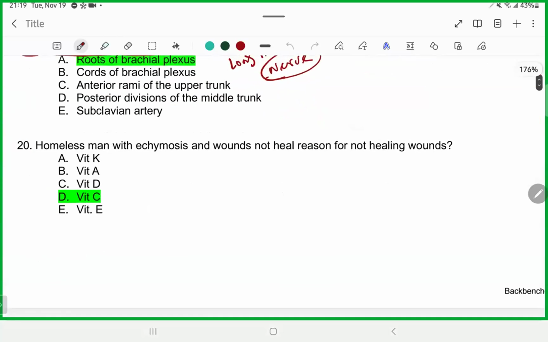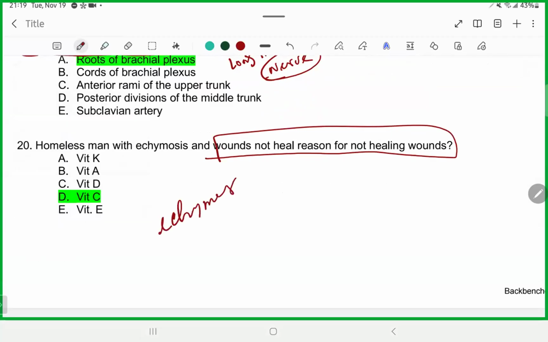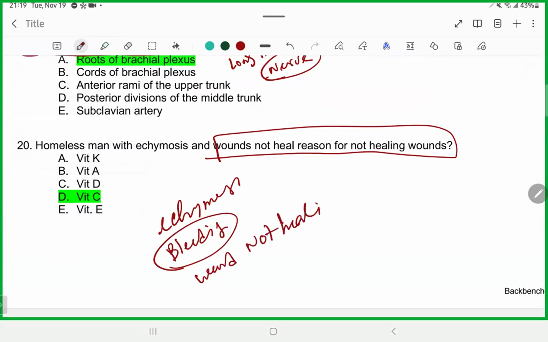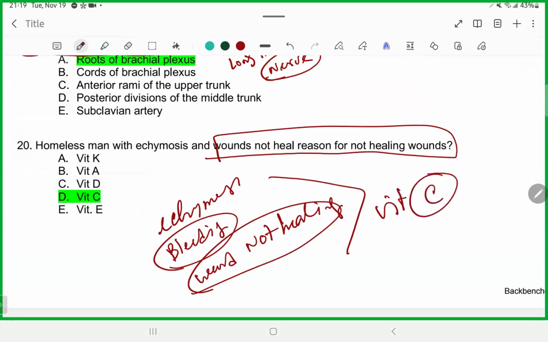Okay, then a homeless man with ecchymosis and non-healing wounds. Remember, anytime there is ecchymosis, bleeding, and wound not healing without any reason, that's a vitamin C defect. Okay, if alcoholic is mentioned and there is bleeding, that's vitamin K.